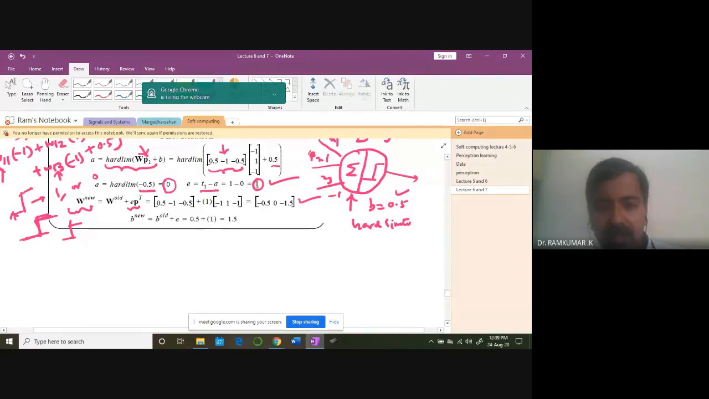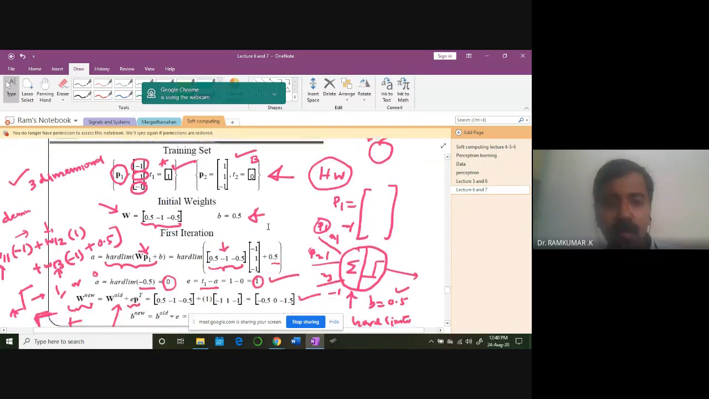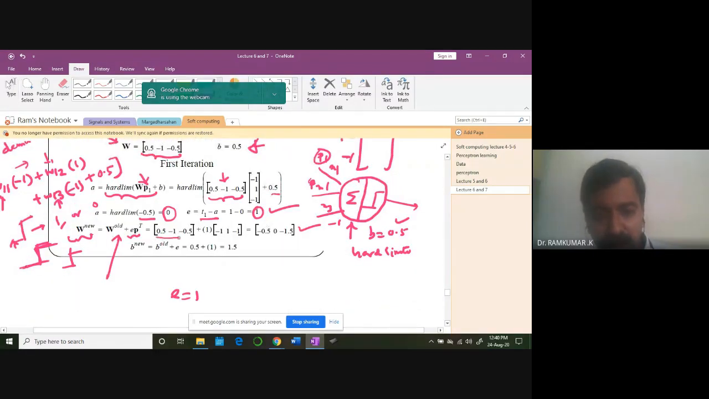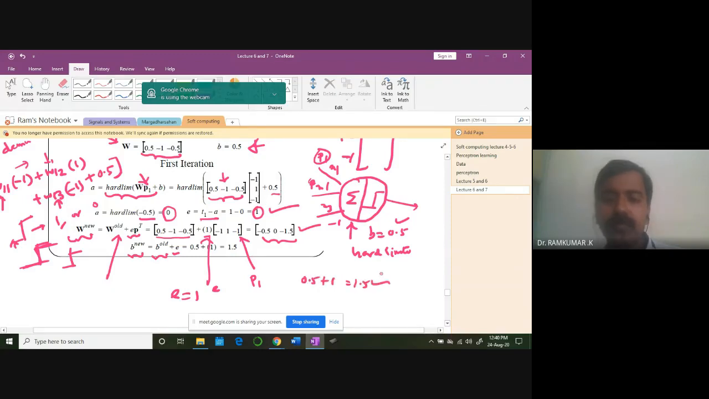So naturally, I'm substituting now. T1 minus A, the error is 1. If the error is equal to 1, I apply the weight update: W old plus E times the pattern. Which pattern? Pattern 1. Keep that in mind. So weights plus 1. What does this 1 indicate? Error, times the pattern P1. So I have got a new weight. Then new bias is equal to old bias plus error, is the formula. So you updated both the weights as well as the bias.